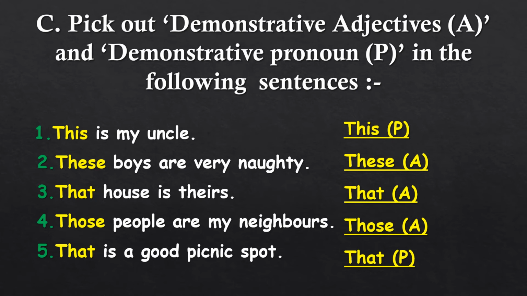Children, we use this, that, these and those as demonstrative pronouns when they are used in place of a noun, whereas they work as demonstrative adjectives when they are used just before a noun. Now, in question C, let us pick out demonstrative adjectives and demonstrative pronouns from the given sentences. We will use capital A for demonstrative adjectives and capital B for demonstrative pronouns.